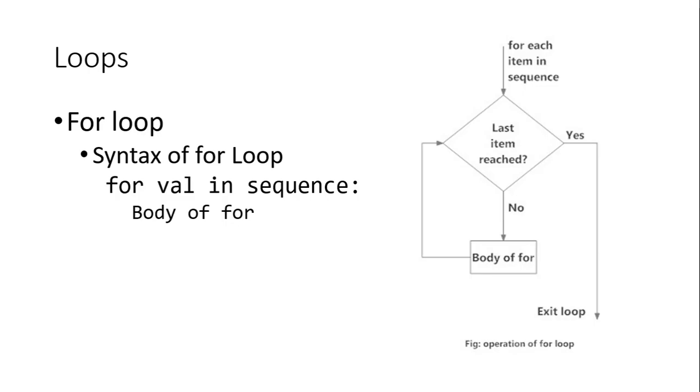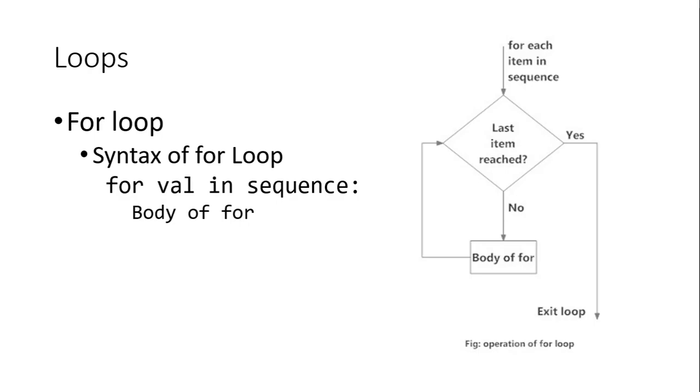Okay. For loop. Loops are the constructs given by the programming language to repeat a set of code a specific number of times, right? So loops are used to repeat a set of code multiple times. The first loop which we are seeing is your for loop.